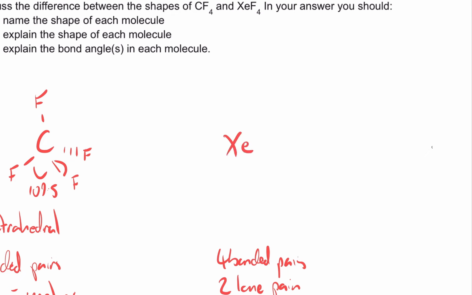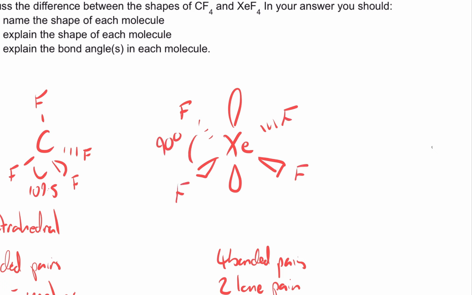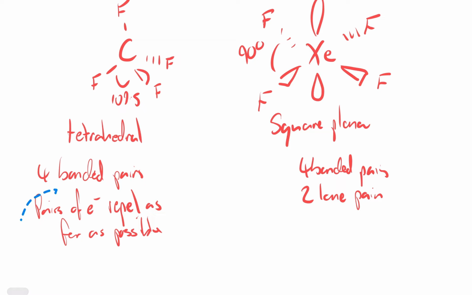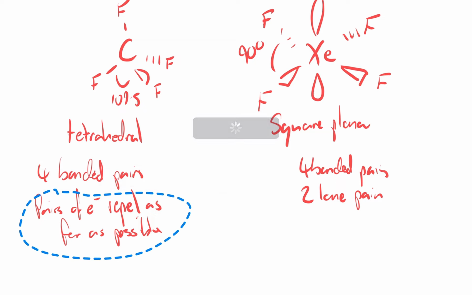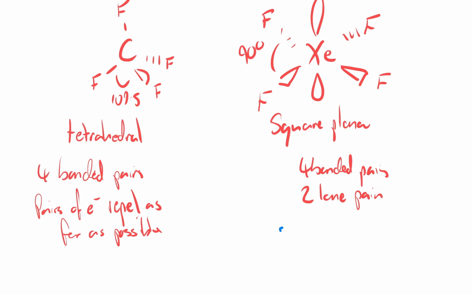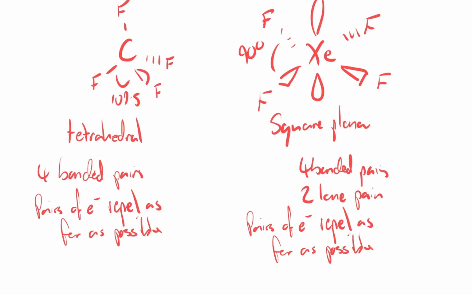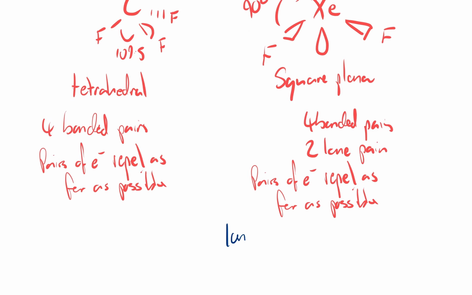So we've got XeF4 with bond angles of 90 degrees. And here we have the same sort of line. Pairs of electrons repel as far as possible. But then we need that last bit as well. Lone pairs repel further.